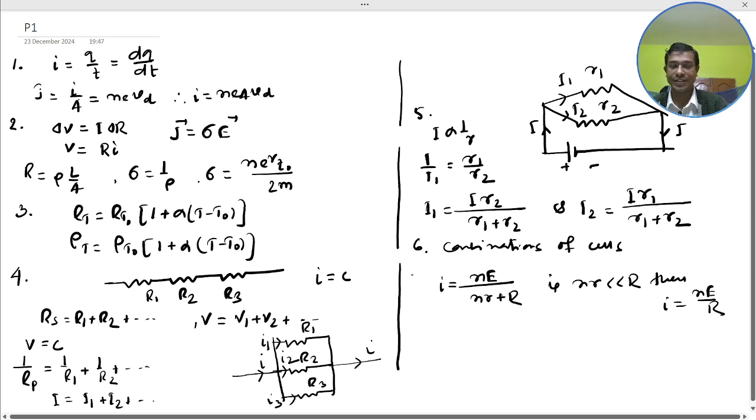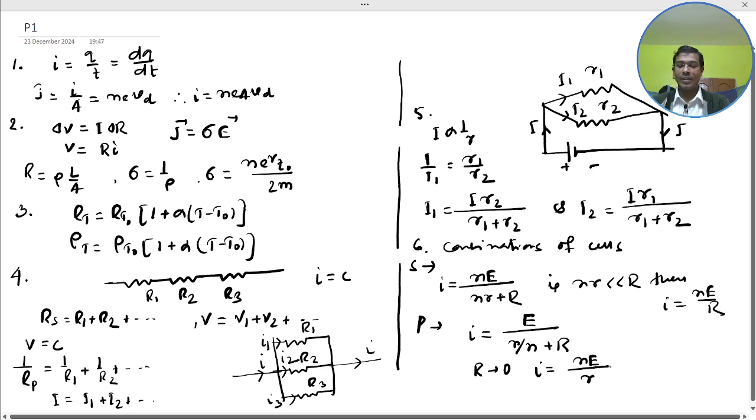This is the series case, and for the parallel case, the current would become I = E / (r/n + R), and if r is negligible, basically r tends to 0, then I would become E / R. This is the cell in series and parallel combinations.